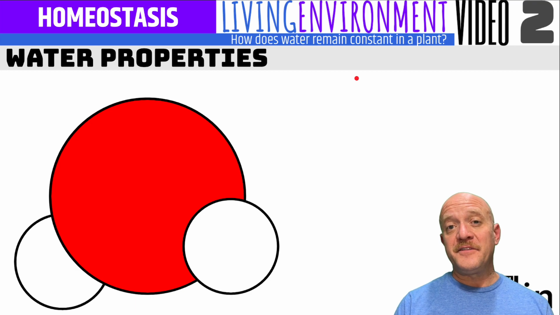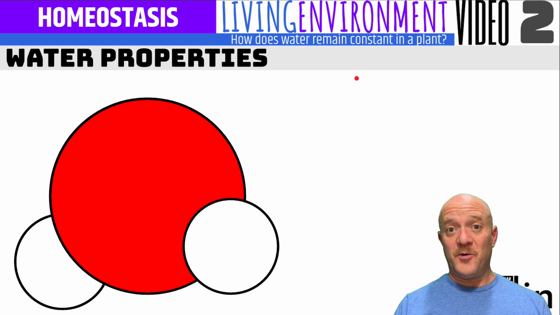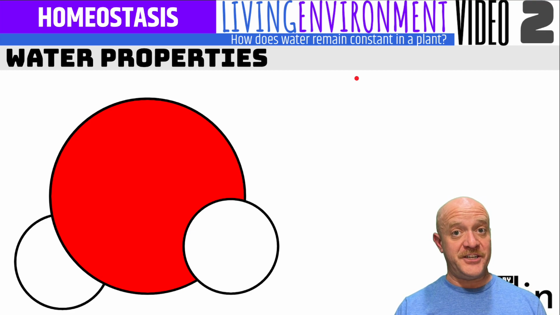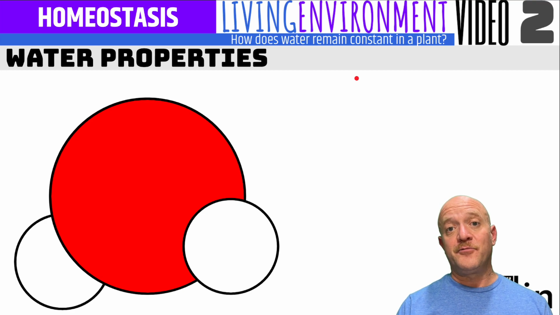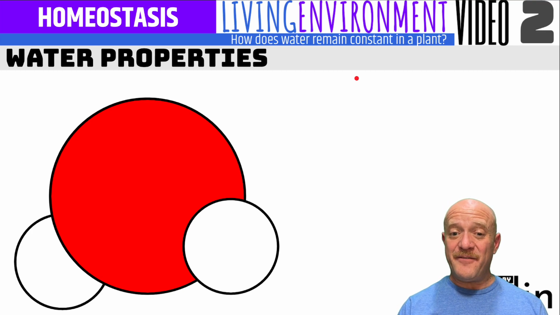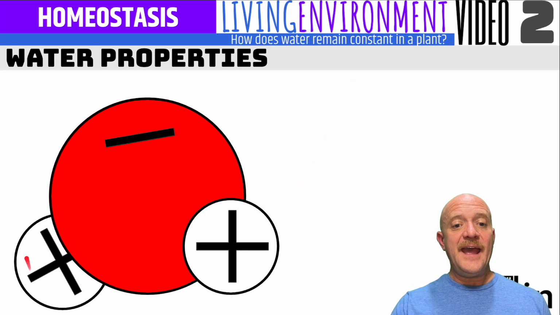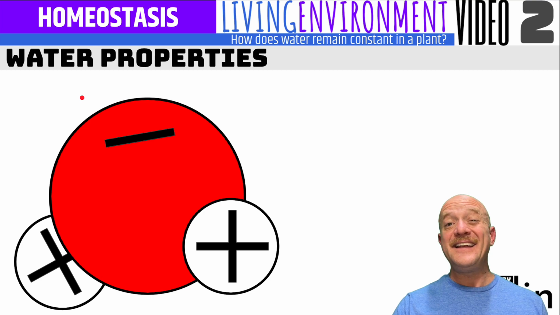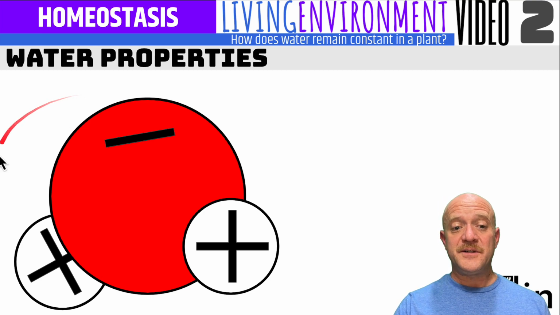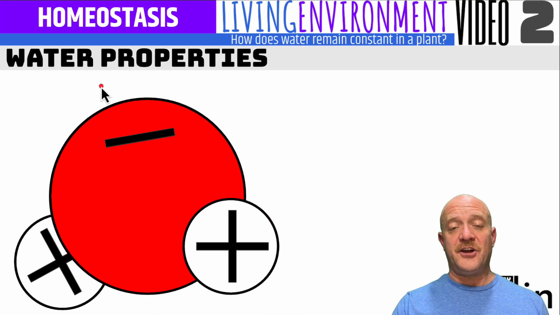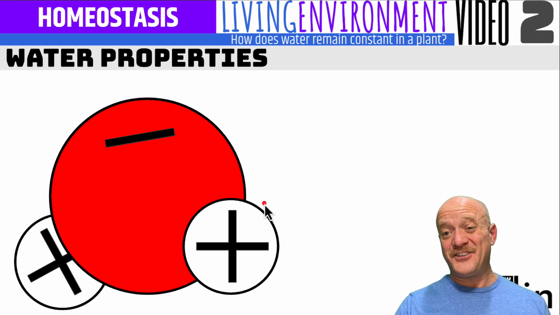So we need to talk about the specific properties of water. Remember that water is H2O. These little white circles down at the bottom represent the hydrogen, and the larger red circle represents oxygen. Now, water has these properties because of the way the atoms behave. The hydrogen atoms have a slight positive charge, and the oxygen atom has a negative charge that balances this out. So overall, water doesn't have a charge, but it has areas that have different charges.